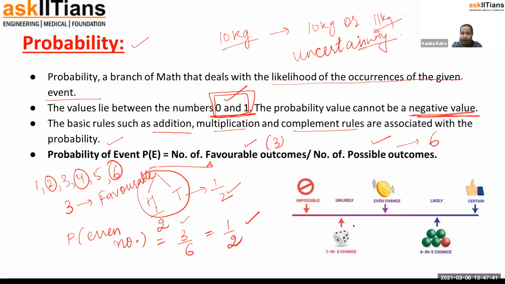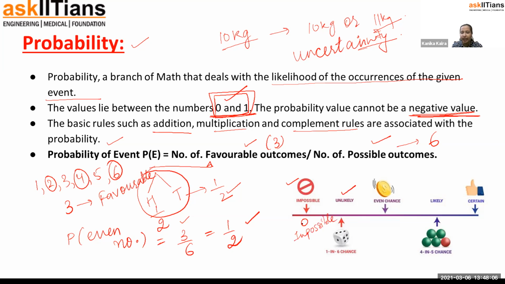Let's look at this diagram. When you start with 0, this is the case of 0, an impossible event. For example, getting a number 7 on a dice, not possible. So total favorable outcomes are 0 in this case. So 0 by 6 is known as an impossible event.